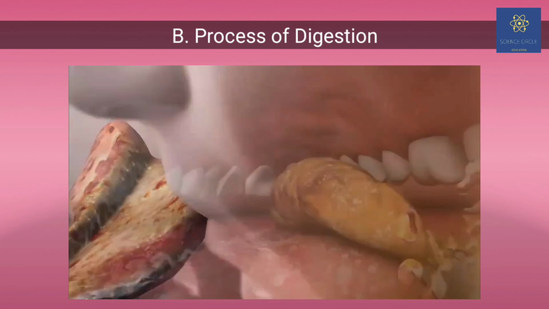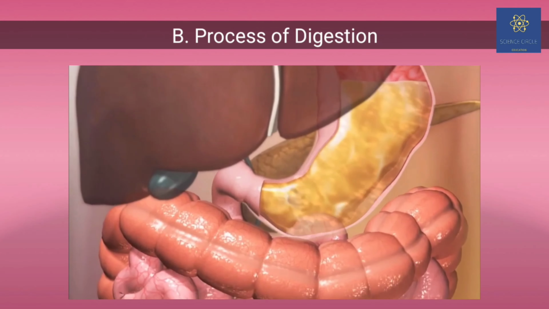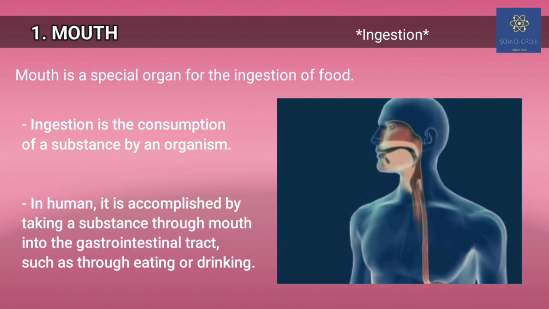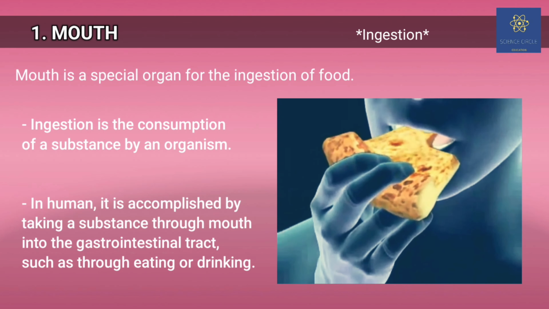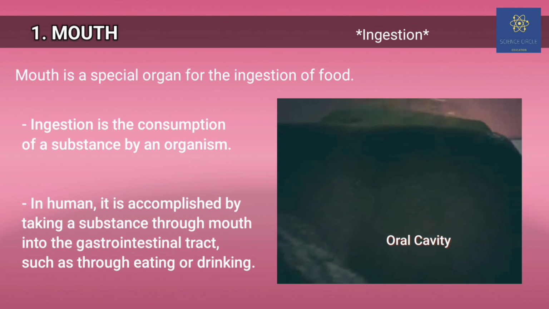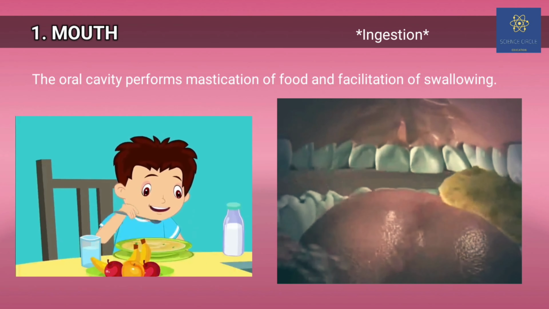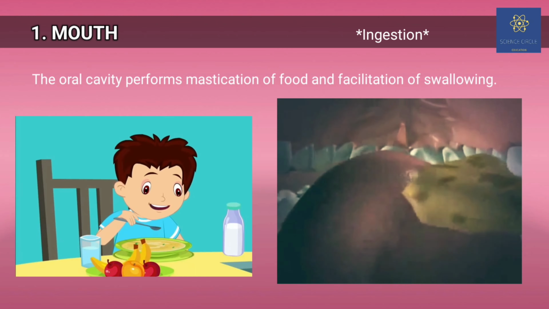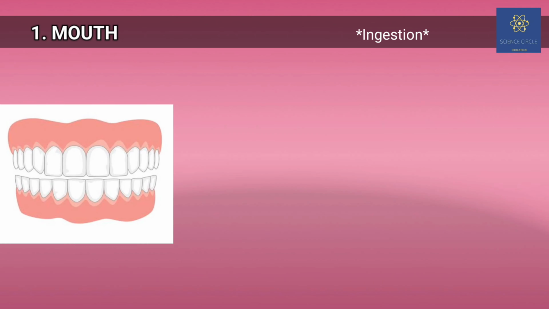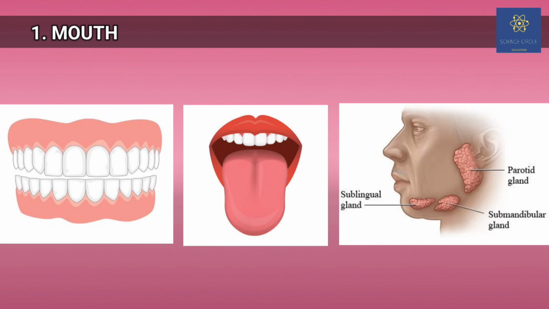So let's start with each and every organ in detail. Starting with the mouth. The mouth is a special organ for the ingestion of food. The mouth, also called the oral cavity, is a space where the food is chewed and mixed with saliva. In the mouth, we have teeth, tongue, and three pairs of salivary glands.